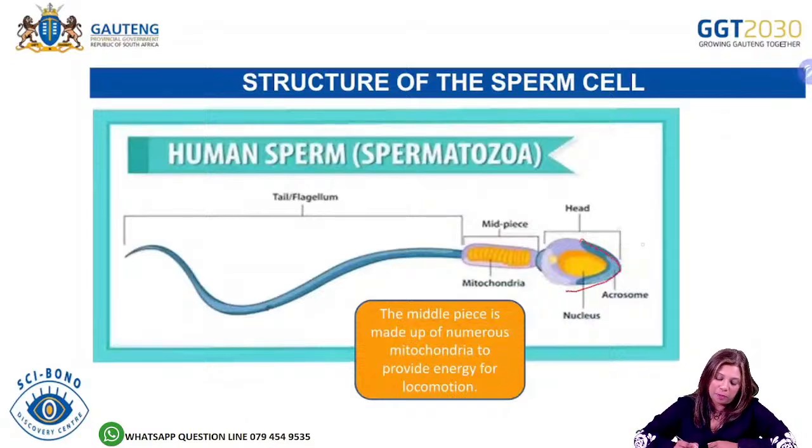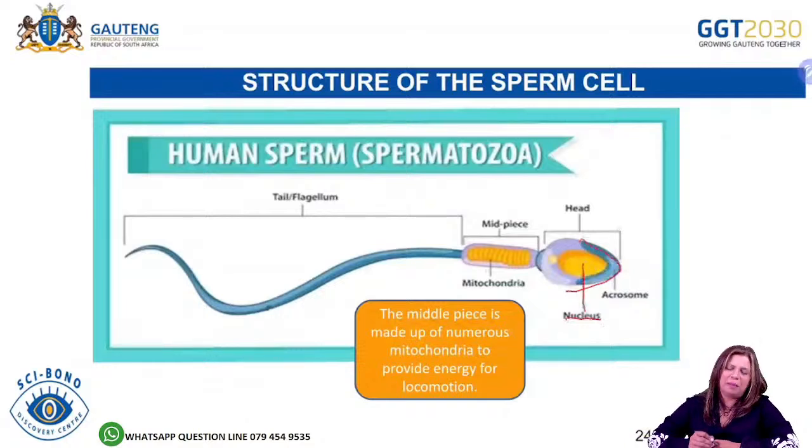So in the head of the sperm, we know we have the acrosome, and that is covering the head of the sperm. And then we have the nucleus down there. And the nucleus, we know the nucleus contains DNA, and it is the nucleus of the sperm cell that fuses with the nucleus of the ovum. Okay, it fuses with the ovum.